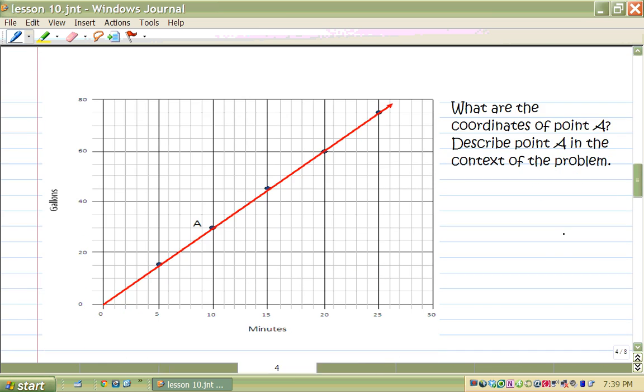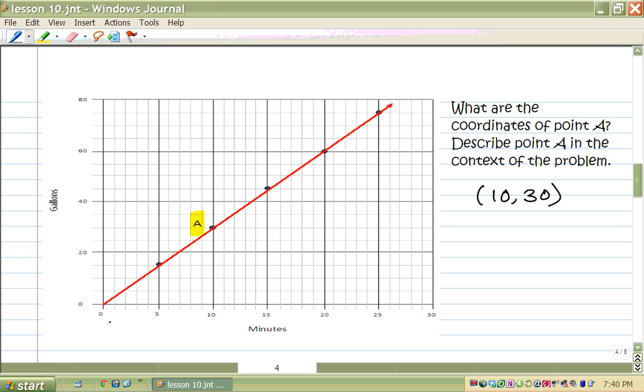What I want you to do now is look at point A right here, okay, and tell me what are the coordinates of point A. Then describe what it means in the context of the problem. Now you're probably saying, what? In the context of the problem, in other words, gallons, minutes, what does that point actually represent? Pause the video.